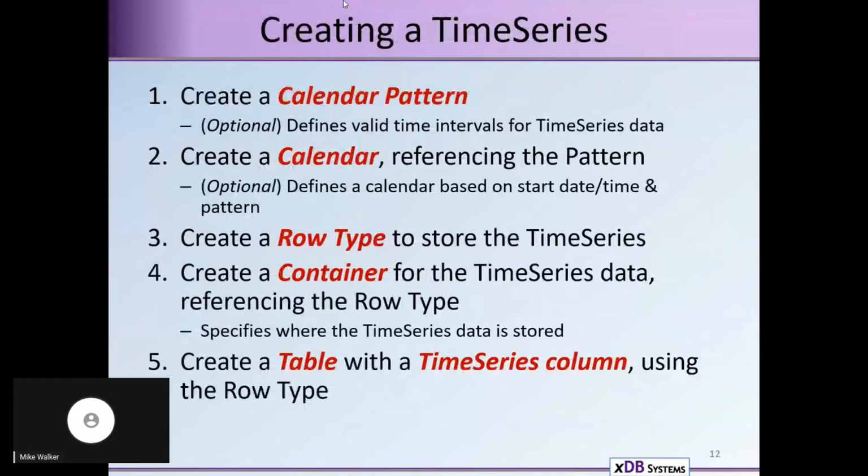So, how do we create a time series? There's a few simple steps. An optional step is creating a calendar, which is essentially saying when the time series started and what is considered a valid reading and an invalid reading. But Informix has some built-in calendars already that we'll use in our next example. So we create a row type, which defines the type of data that we'll be storing in the time series. A container, one or more containers, which specifies where we're going to store that data. And finally, we create a table now with one of these new time series columns that will reference that row type.